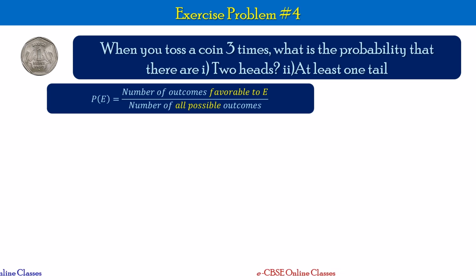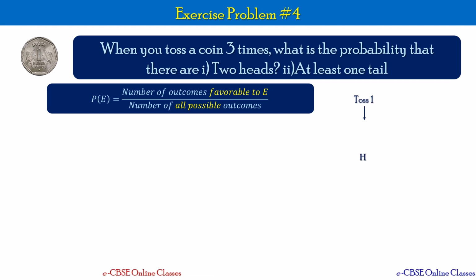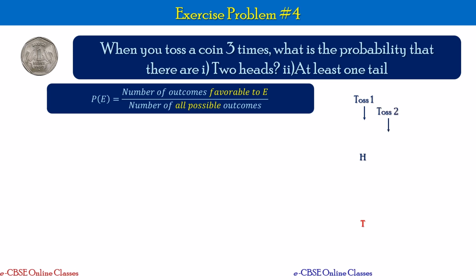Now let's see first what are all different possible outcomes. When you toss it for the first time, it can be either head or tail, correct? And now when you do the second toss, for each of these first possibilities there will be again 2 possibilities.